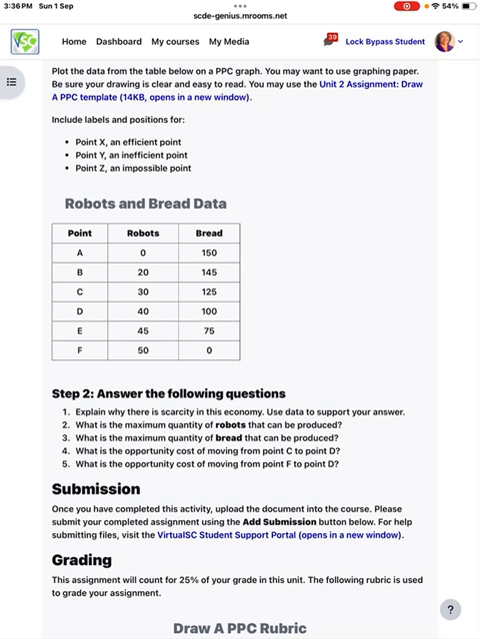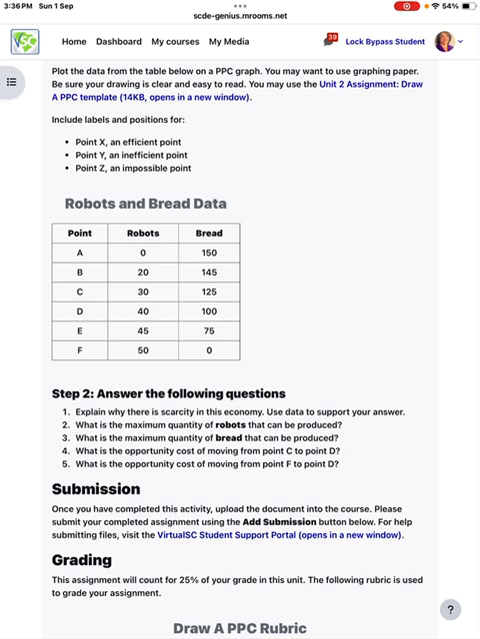One thing I want to point out is step 2, answer the following questions. Answer these thoroughly in detail in complete sentences. Explain why there is scarcity in the economy. Use data to support your answer. Don't just say there's scarcity because there's not enough of everything. That's not a good answer.